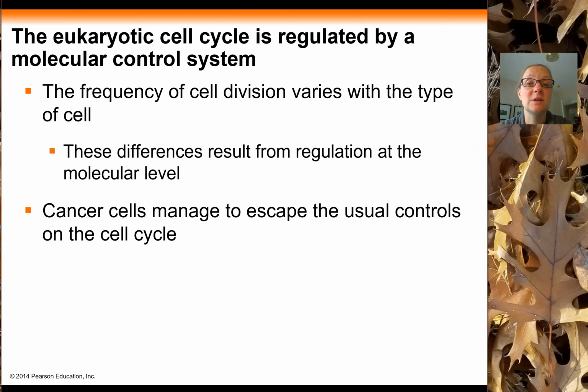So really the frequency of cell division is going to vary with cell type, and it all comes down to what kinds of molecules those cells express. Do they make the molecules that allow them to go through cell division, or do they not? Now, there are also cells that have lost control of their cell cycle and they don't know when to stop dividing. These are cancer cells.